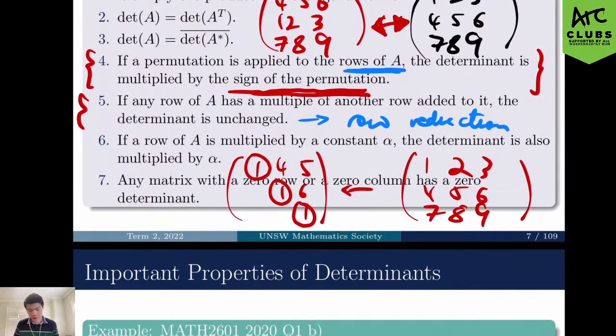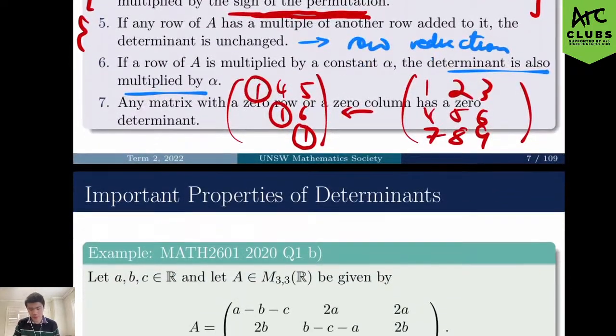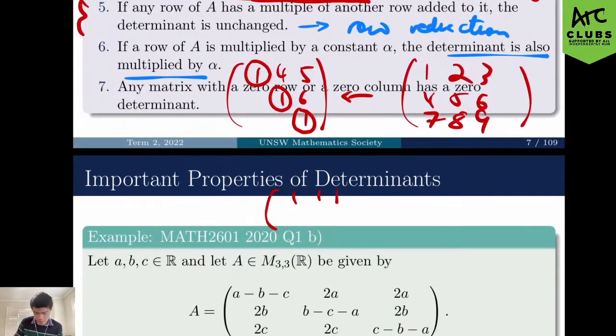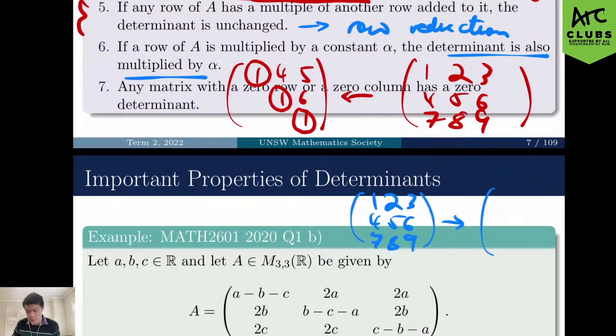And number 6, if a row of A is multiplied by a constant, then the determinant is also multiplied by that constant. So don't think, for example, that if you just take any matrix and you multiply the entire thing by a constant, that this actually implies that the determinant will be multiplied by 2, right? Because actually what you have to do is apply it row by row, right?